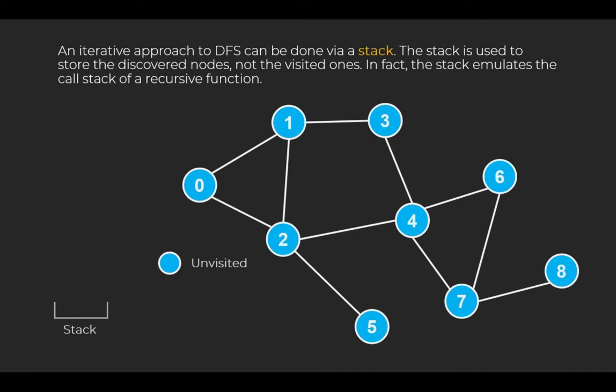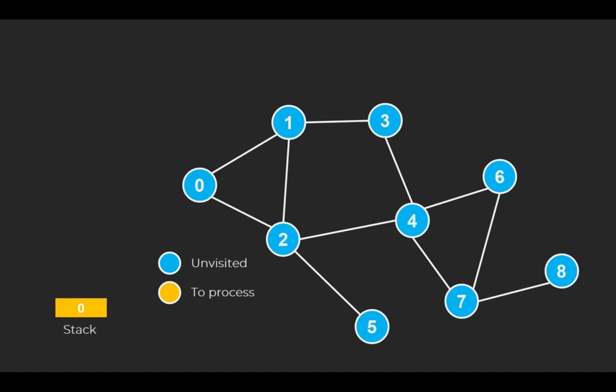The stack is used to store the discovered nodes, not the visited ones. The visited nodes can be recorded via a set or an array. In fact, the stack emulates the call stack of a recursive function. The first step of the algorithm is to choose a starting node. Again, it does not matter which one you are choosing. In our case, we start at vertex 0 and we push it to the stack.